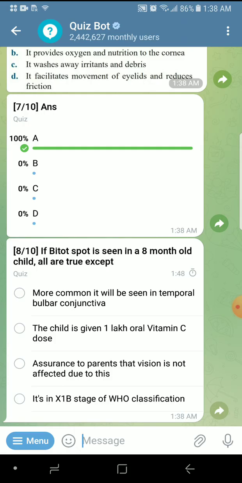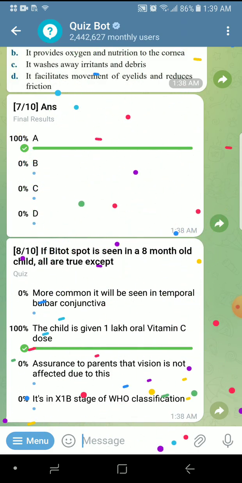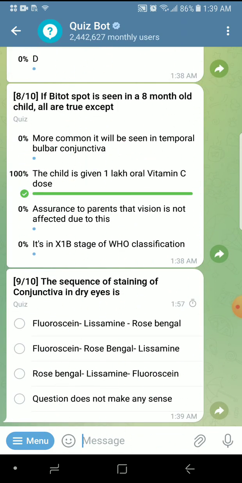Bitot spot is seen in an 8 months old. Directly the B option is wrong because vitamin C is not the answer. Vitamin A is the answer. It is 1 lakh IU, but vitamin A, that's the answer. More common in temporal, yes, because goblet cells are more common in the nasal bulbar conjunctiva, which requires vitamin A. Assurance to parents that vision is not affected, true, and it's X1B stage of the WHO classification. So 6 months to 1 year, 1 lakh international units is given.